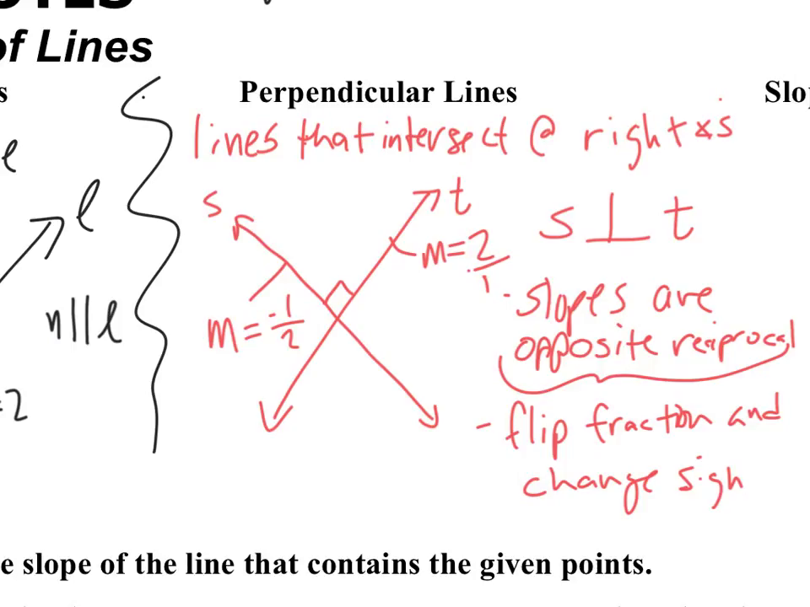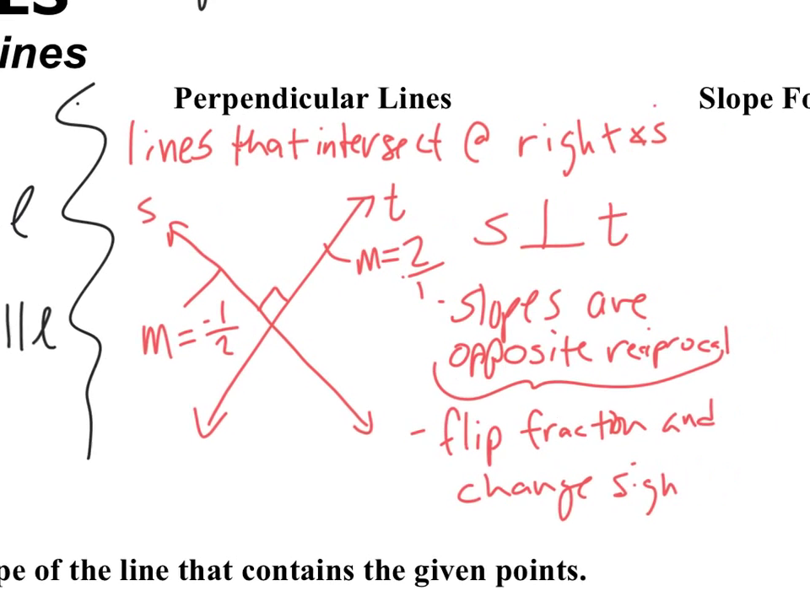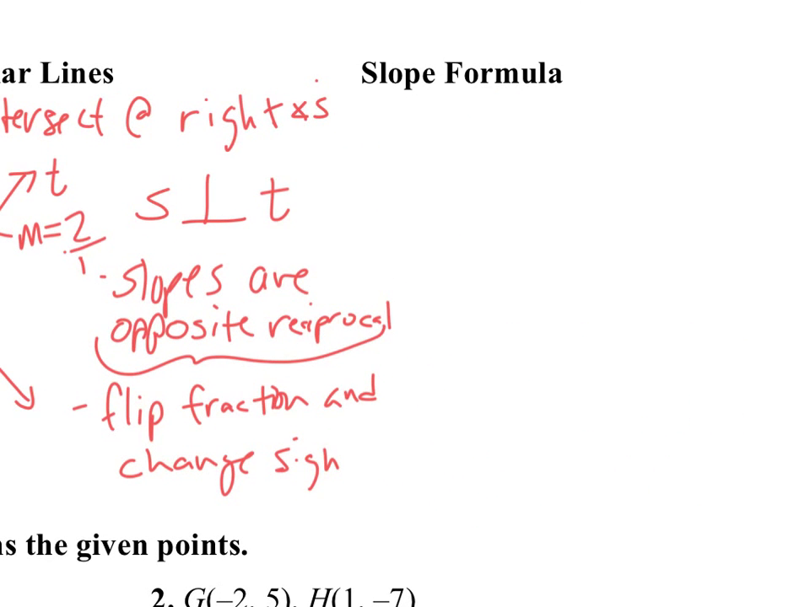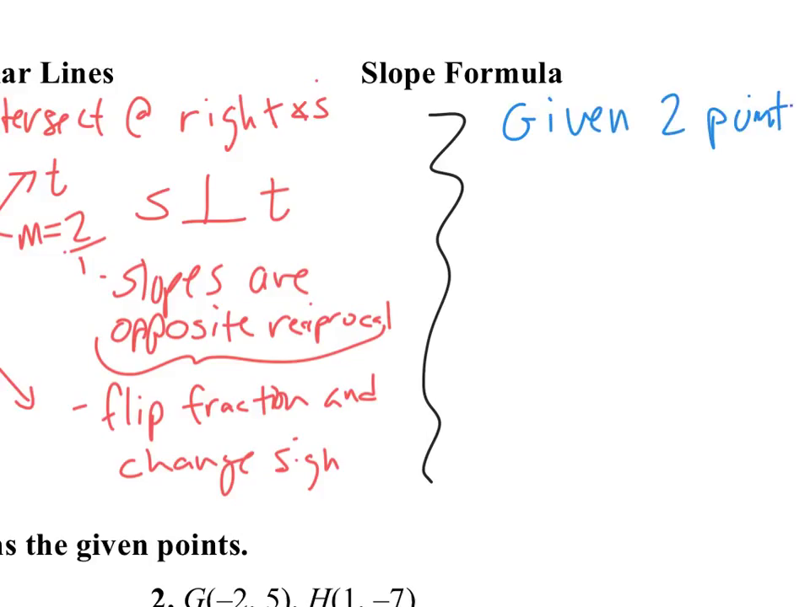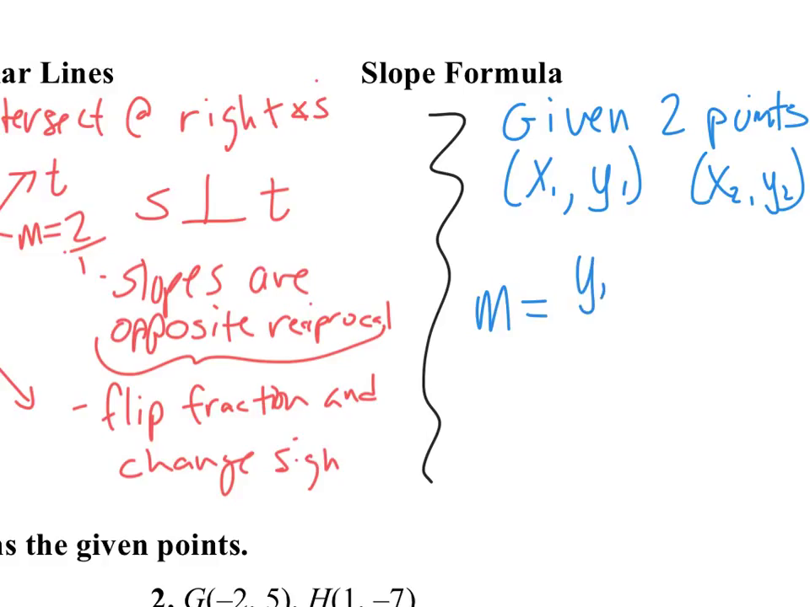Now I do want to talk about the slope formula, and we've all gone over this in class. We've been doing this all year. Given 2 points, say x sub 1 and y sub 1, x sub 2 and y sub 2, I can calculate their slope by doing m equals y sub 2 minus y sub 1 over x sub 2 minus x sub 1. This we should really have memorized.